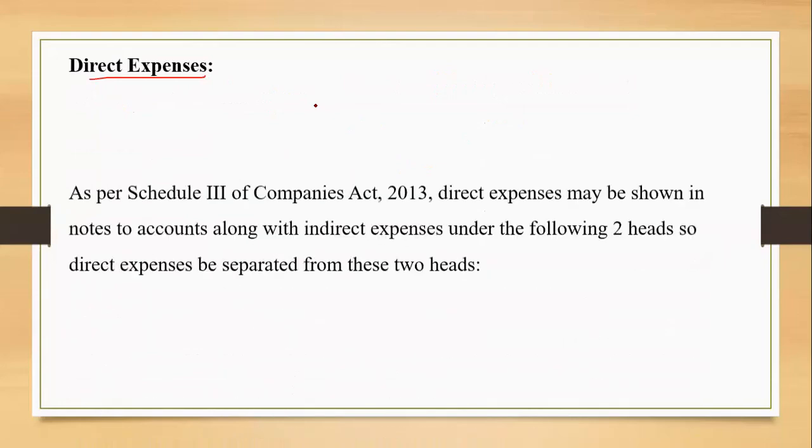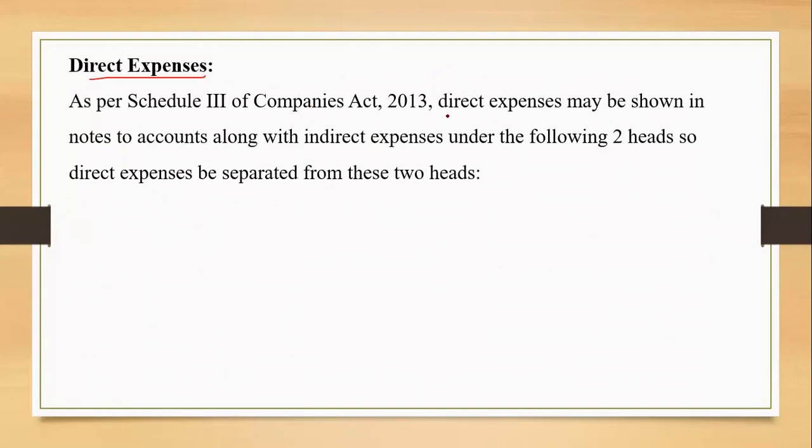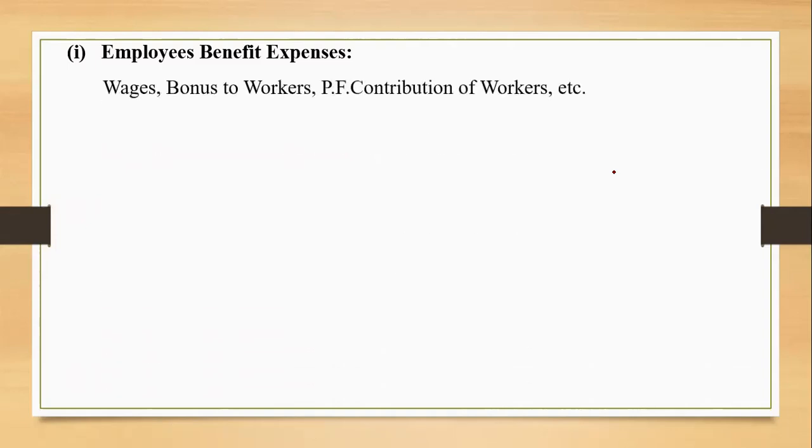Direct expenses we already have discussed. Direct expenses may be shown in notes to accounts along with the indirect expenses under the following two heads. We already have discussed that. One is employee benefit expenses, from where we need to take the amounts which are direct in nature, that is, related to wages or workers. It can be the provident fund contribution or staff welfare expenses, but related to workers, right? It can be bonus to workers, it can be PF contribution to workers, etc.